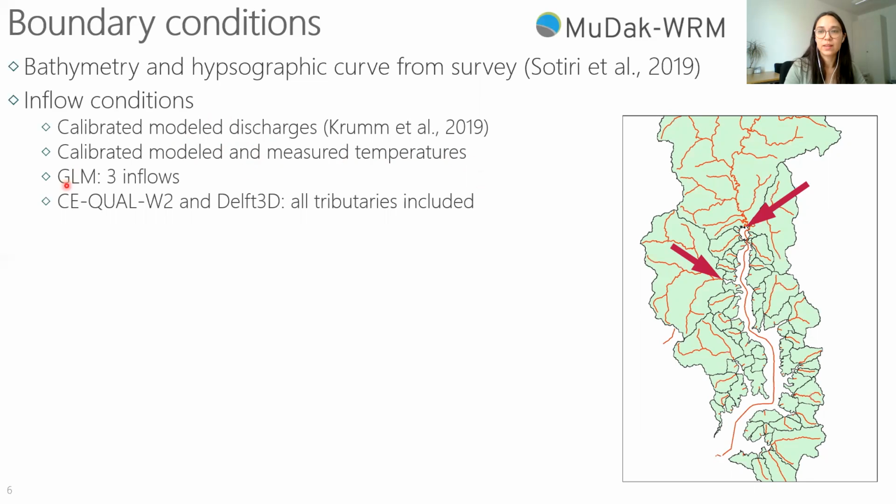GLM had the implementation of three inflows. So the two main ones, Passauna River and Ferraria River, and all the others were summed in volume and averaged in temperature. For CE-QUAL-W2 and Delft3D, we implemented all tributaries.